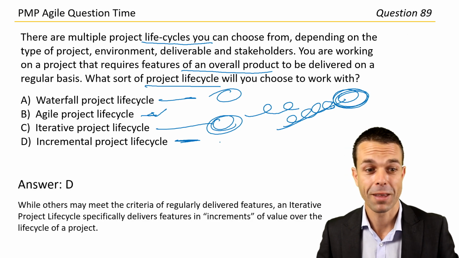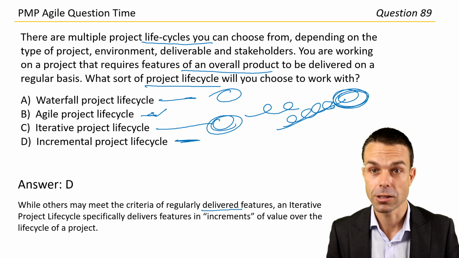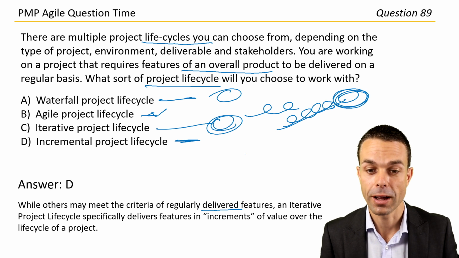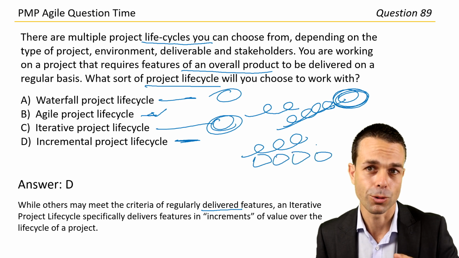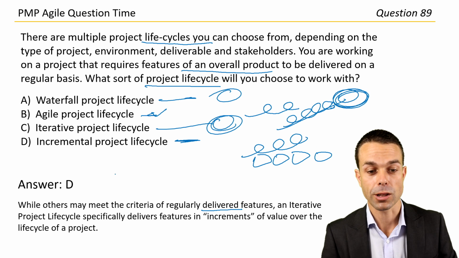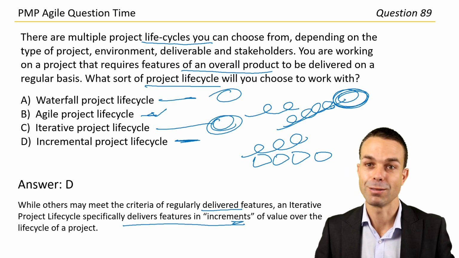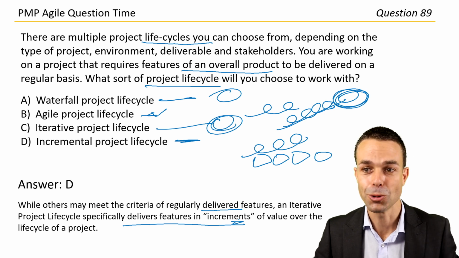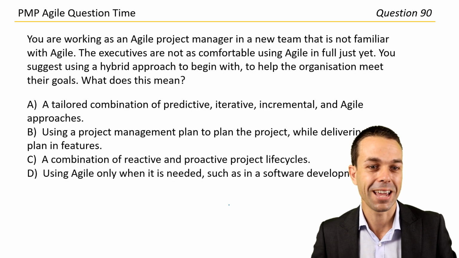Okay, luckily enough. While others may meet the criteria of regularly delivered features, like Agile itself, because Agile is a combination of iterative, where we're improving based on feedback, and incremental, where we're delivering increments or features. So it's a combination of those two things. An incremental project lifecycle specifically delivers those features in increments of value over the lifecycle of a project. Okay, that's really good to know. And a great lifecycle question too, to kick us off on this question journey. Doing great. Let's see how we go on the next one.